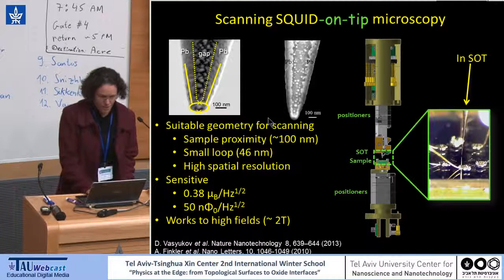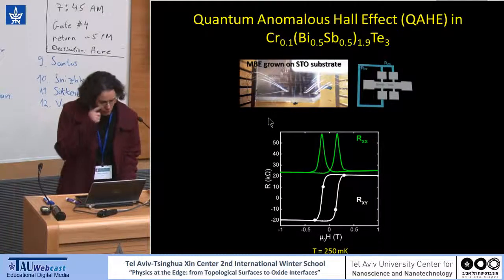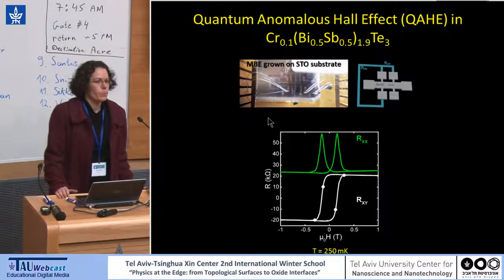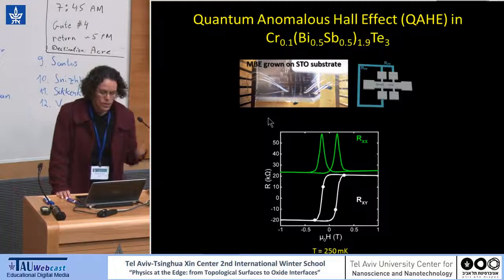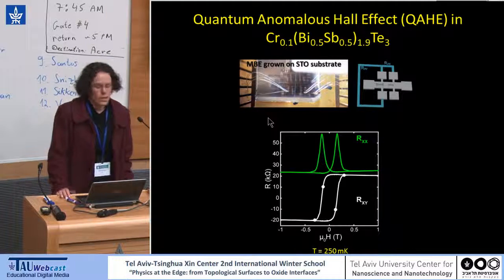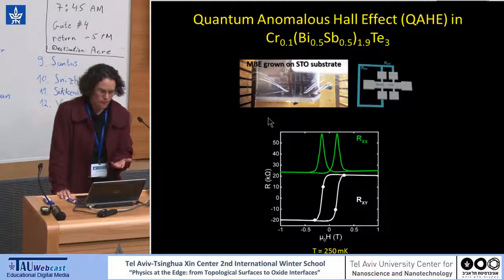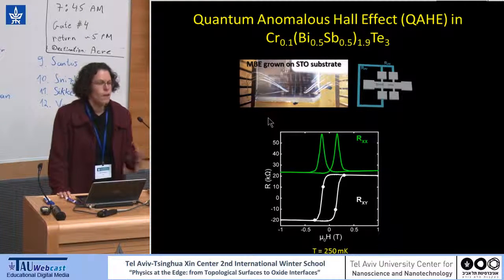conventional scanning SQUID method. The magnetic topological insulator is a chromium-doped bismuth antimony telluride thin film grown by MBE. At a temperature of 250 millikelvin, it shows an anomalous Hall effect in transport. And if you cool it down to dilution fridge temperatures, the values get quantized and you get the quantum anomalous Hall effect. If you look at this transport, you say, good, magnetic dopants turned it into a ferromagnet.